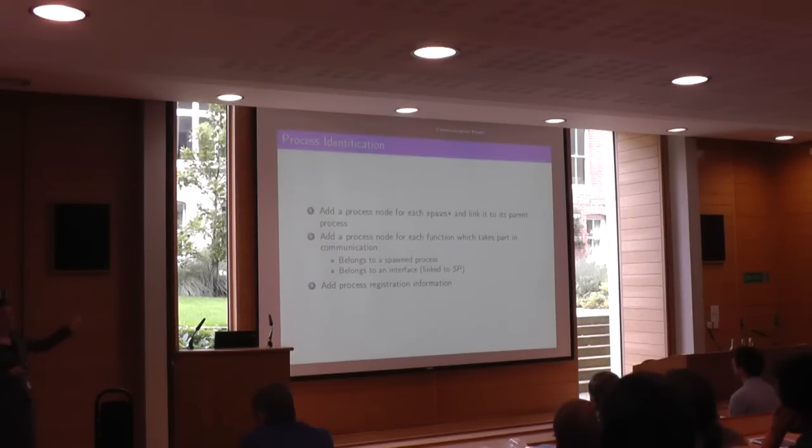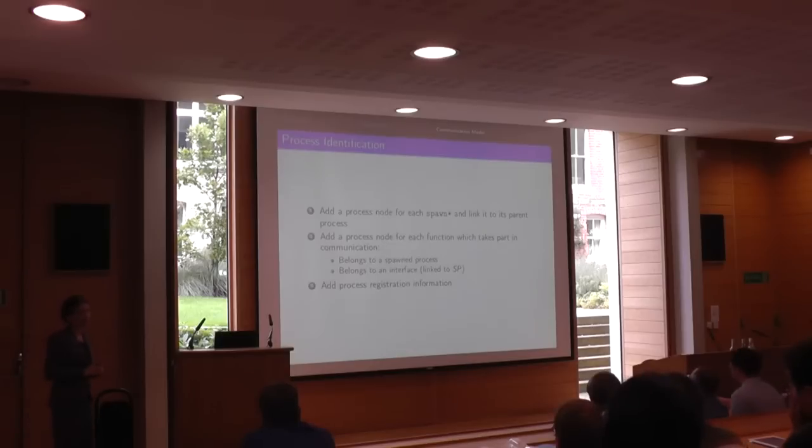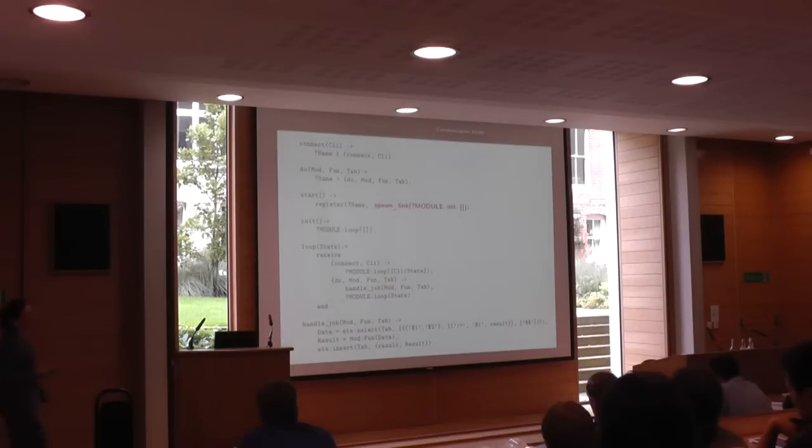So at first, there is the process identification. The first step is to identify the spawned processes. Then we have to identify those functions which take part in communication, and the process that function belongs to. It can be a spawn function, of course, and it can be a non-spawn function belonging to the super process, so it can be called from the Erlang shell, for example. And of course, we should add the process registration information. So back to our example.